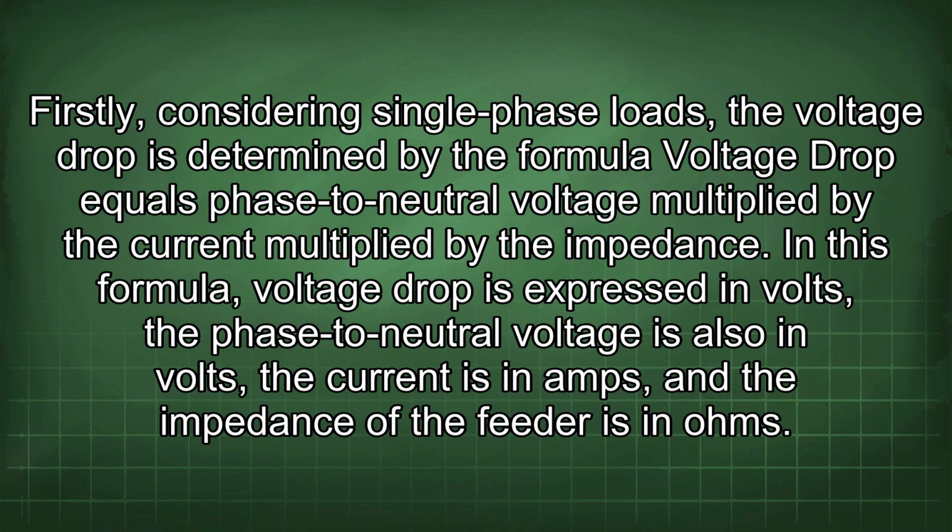Firstly, considering single-phase loads, the voltage drop is determined by the formula: voltage drop equals phase-to-neutral voltage multiplied by the current multiplied by the impedance. In this formula, voltage drop is expressed in volts, the phase-to-neutral voltage is also in volts, the current is in amps, and the impedance of the feeder is in ohms.